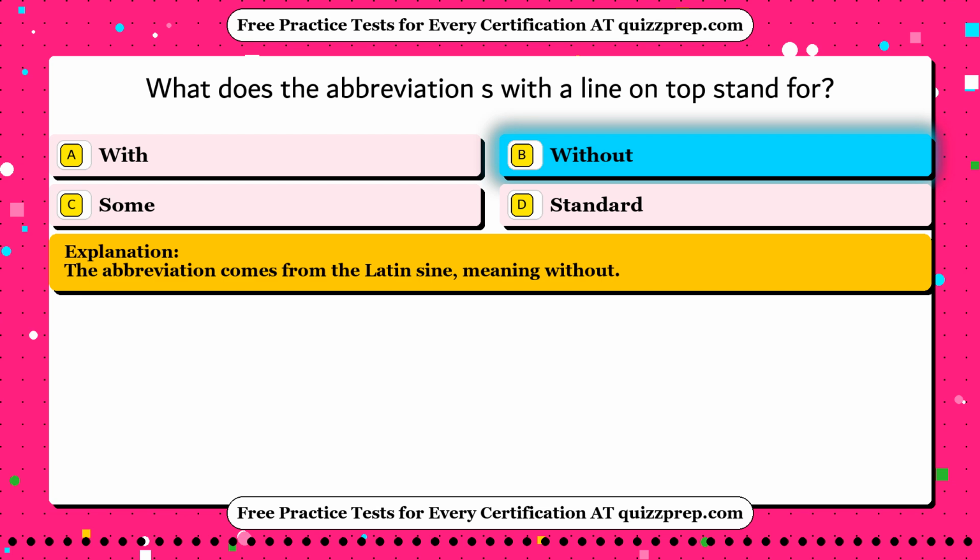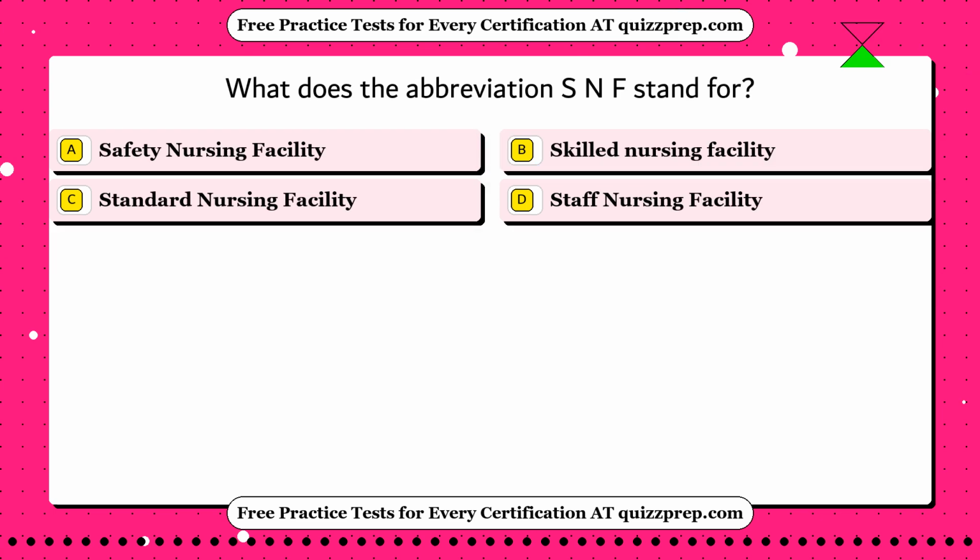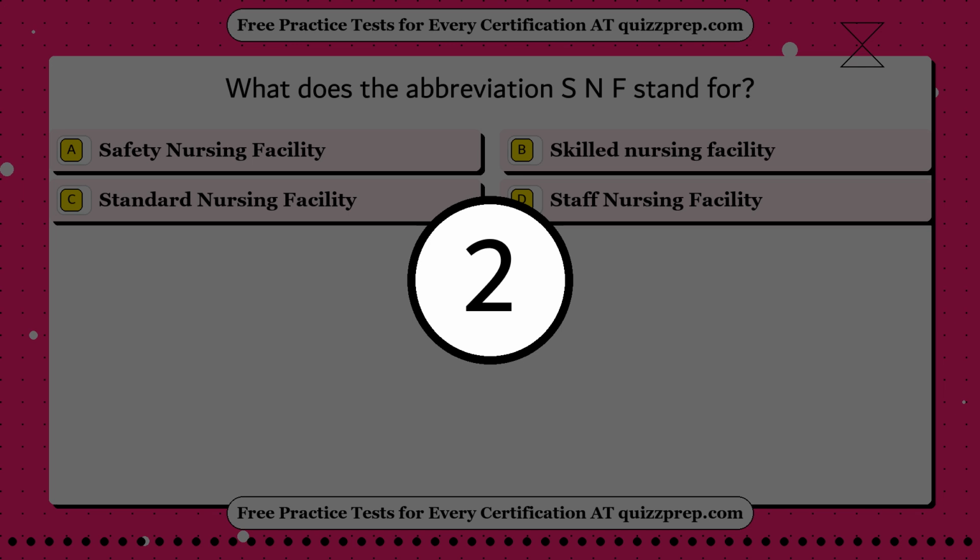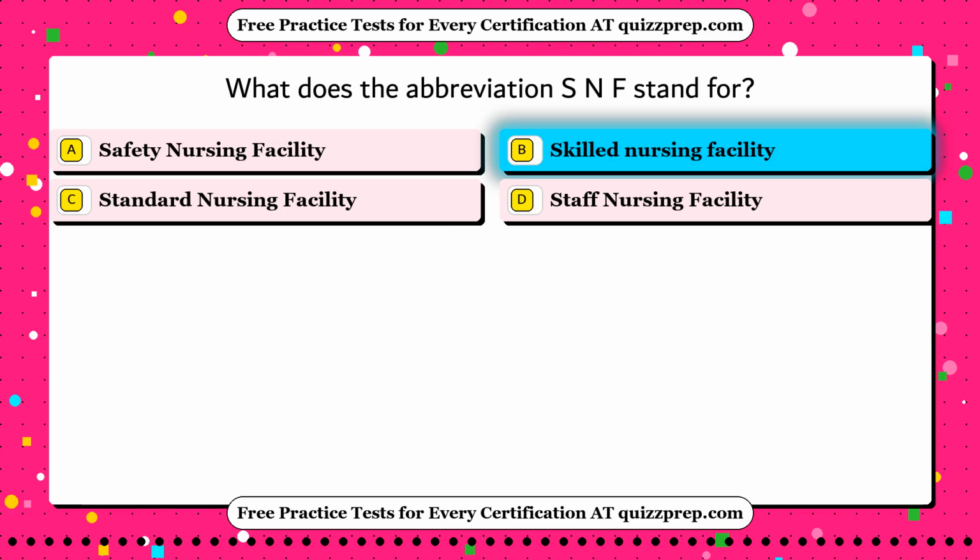The abbreviation comes from the Latin sign, meaning without. Question 114. What does the abbreviation SNF stand for? Option A, safety nursing facility. Option B, skilled nursing facility. Option C, standard nursing facility. Option D, staff nursing facility. The correct answer is option B, skilled nursing facility.